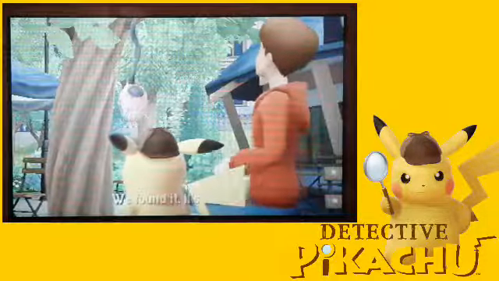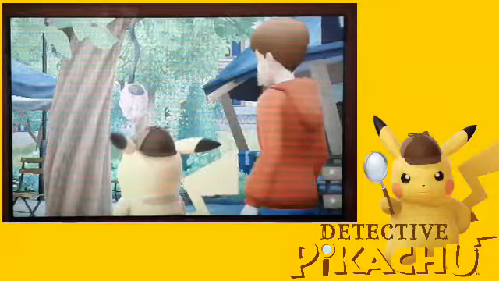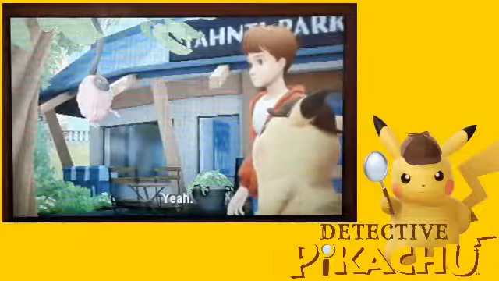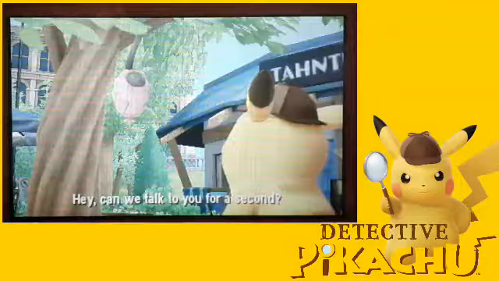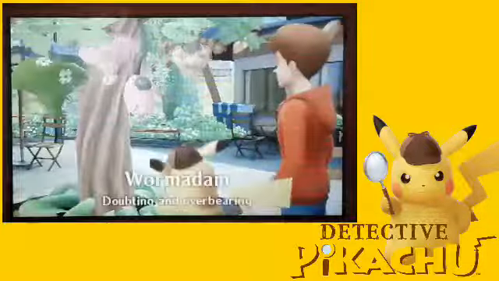Hey! We found it. It's Burmy. Are you sure? Yeah. But this one looks a little bit different from the ones we just saw. Hey, can we talk to you for a second?